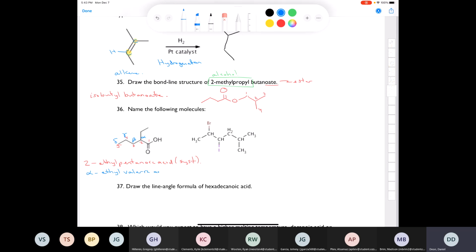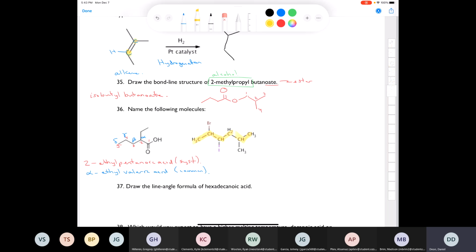Valeric acid. So this is the common name. All right. Well, let's look at the next one. This one, I think it's easy to find the longest carbon chain here. We'd have 1, 2, 3, 4, 5, 6. All right, 6 carbons in the chain, like that.